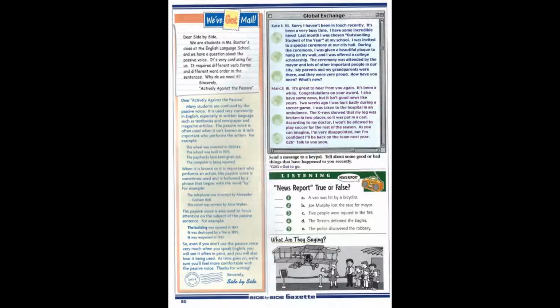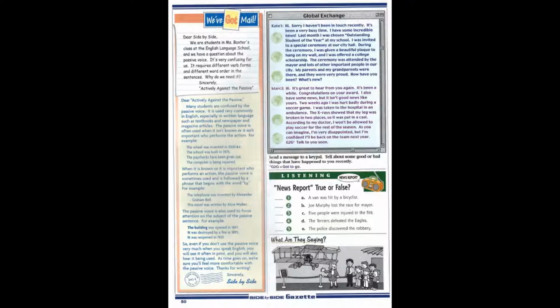For example, the wheel was invented in 3500 BC. The school was built in 1975. The paychecks have been given out. The computer is being repaired. When it is known or it is important who performs an action, the passive voice is sometimes used and is followed by a phrase that begins with the word "by." For example, the telephone was invented by Alexander Graham Bell. This novel was written by Alice Walker.